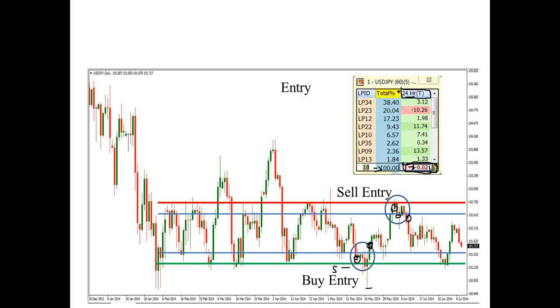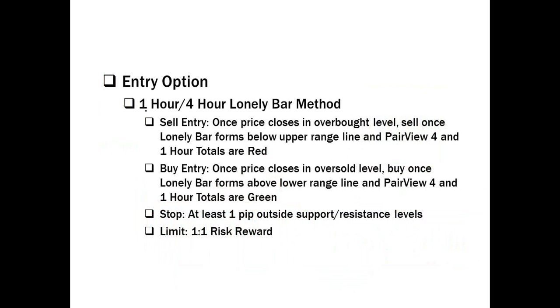As an alternative for entry, if you like trading with shorter time frames, you can use the lonely bar method. You can look at those upper and lower range lines as support and resistance levels and wait for a lonely bar to form. Now this is all based on personal preference. For me, a lot of times I use a 1-hour chart because that's what I look for a lot of pattern trades off of. But I know a lot of you also like to trade off of 4-hour charts. It's whatever your personal preference is as far as a trigger chart goes.